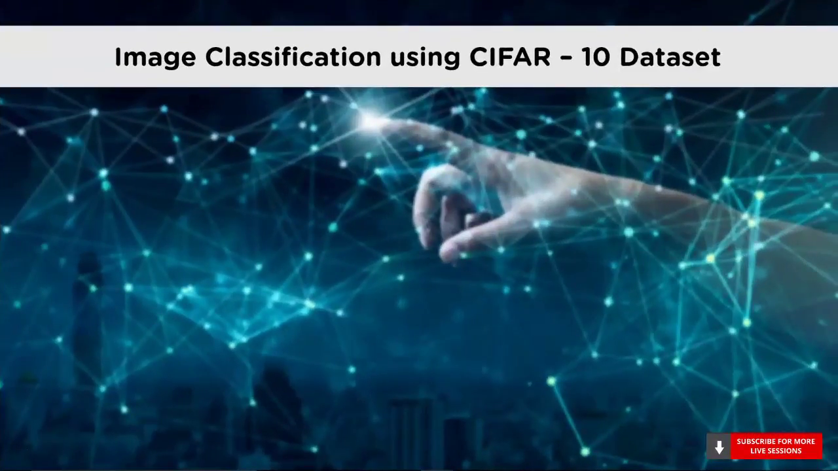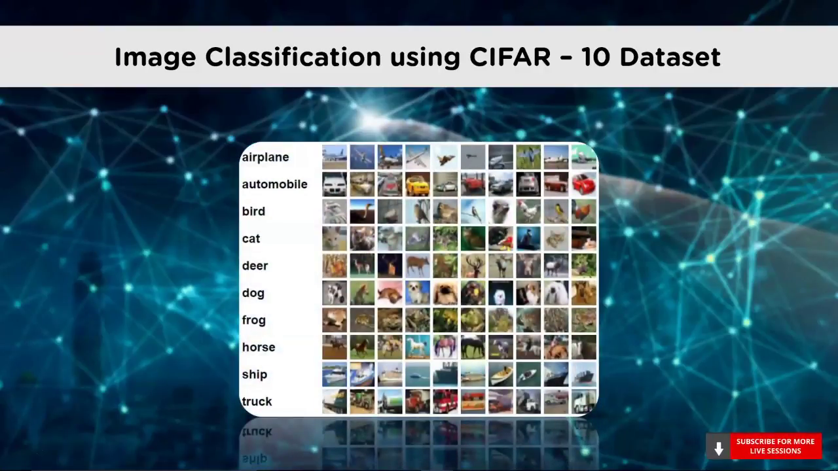Now, let's talk about our first deep learning project. We have image classification using the CIFAR-10 dataset. This dataset was created by the Canadian Institute for Advanced Research. The CIFAR-10 dataset contains 60,000 32x32 color images in 10 different classes. The 10 different classes are airplanes, cars, birds, cats, deer, and others, which you can see on the screen. There are 6,000 images of each class. There are 50,000 training images and 10,000 test images.